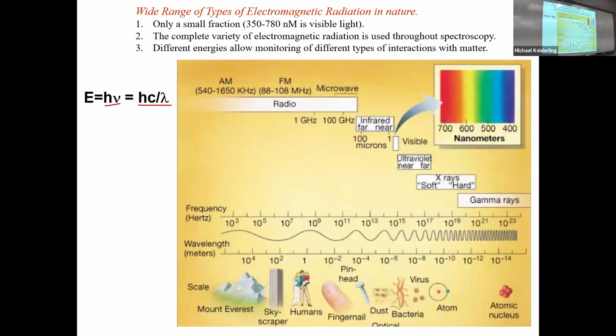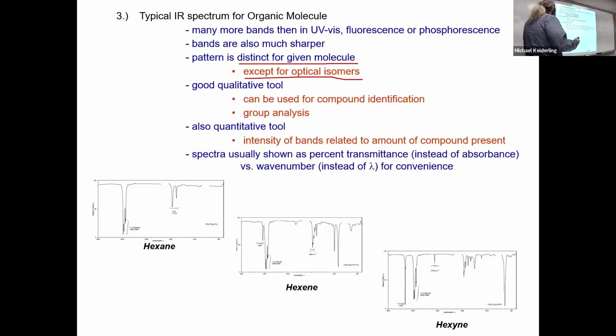The different energies allow for monitoring different types of interactions with matter. So, a typical IR spectrum for an organic molecule. These are some examples. This is hexane, this is hexene, this is hexyne. You get many more bands than UV-visible, fluorescence or phosphorescence. The bands are also much sharper. The pattern is very distinct for a given molecule, except for optical isomers, where the patterns are identical.